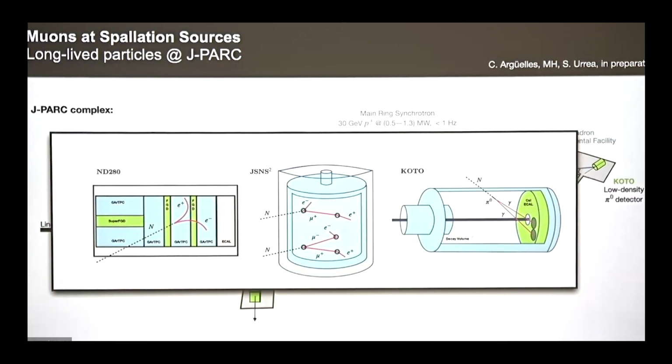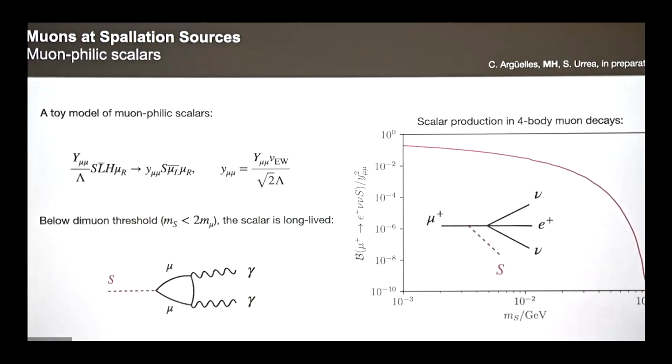JSNS squared is really good at muon final states, and you could use kaon production of new particles to produce mu-e or mu-mu pairs. And finally, KOTO is really good at double photon final states. So with this kind of complementarity, you could imagine constraining some new models. Here's just a very quick example of some new particle S that couples just like before through some higher dimensional operator, and there's a proxy coupling Y mu mu.